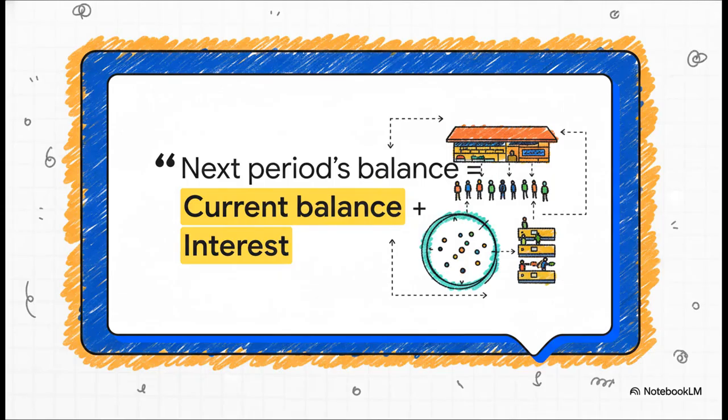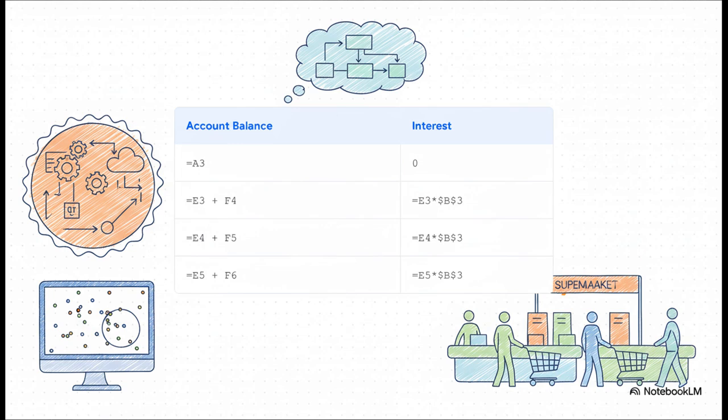And the logic that's powering this whole dynamic model? It's incredibly simple. It's just that the money you have at the end of this year becomes the new starting point for calculating the interest you're going to earn next year. And if you peek behind the curtain, here's how the simulation actually works. It's just a set of simple, repeated rules. Each new balance is just the old balance plus the new interest.